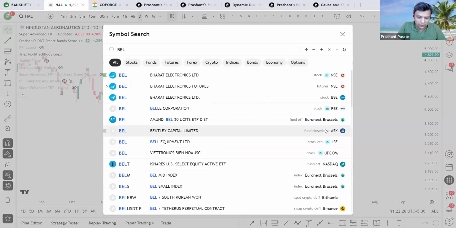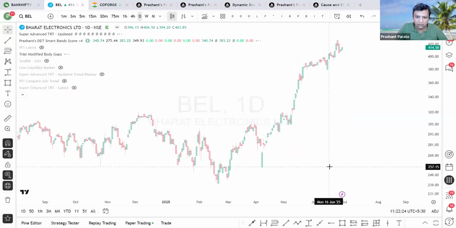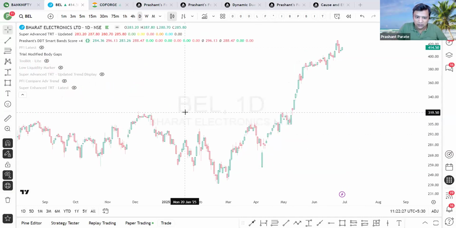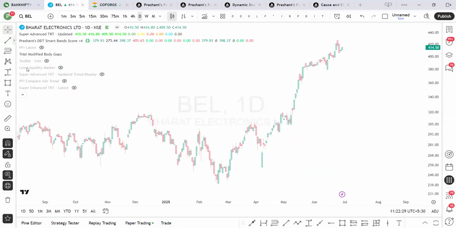Recently, somebody had done this trade in Bell. When price was facing resistance, there was a resistance here.